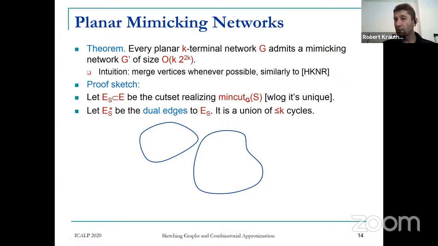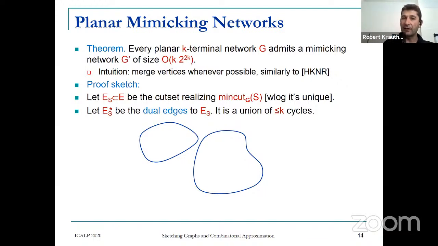The intuition is that we're going to run an algorithm similar to what I've shown you before, where you merge whenever possible. So let's see what it means to merge whenever possible. It's essentially the same principle, but the analysis is different. When you have this graph, let's denote by E sub S the subset of the edges that are exactly the cut that separates S from S bar, like the minimum cut between S and S bar. And we break ties, so we can assume it's unique. I only need to deal with one of them.